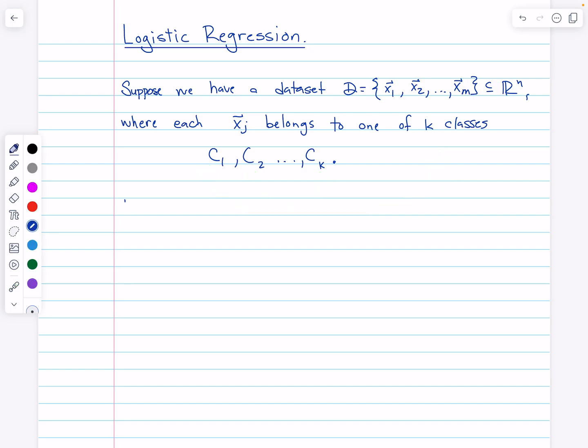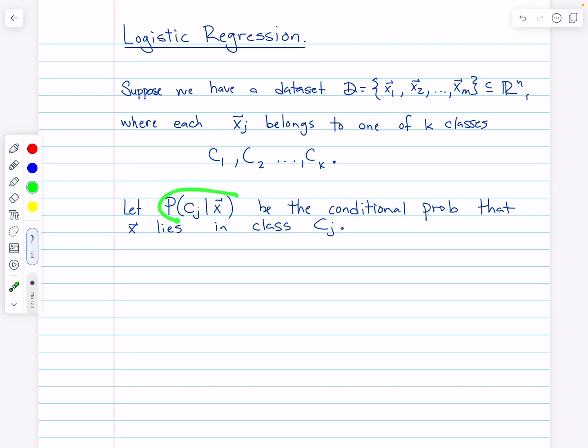So given a data point, let P of Cj given X be the conditional probability that X lies in class Cj. I've given you a data point, and I'm asking what's the probability that that data point lives in class Cj.